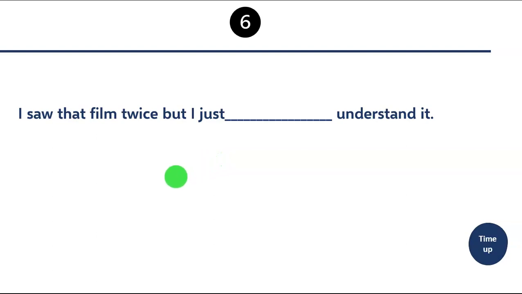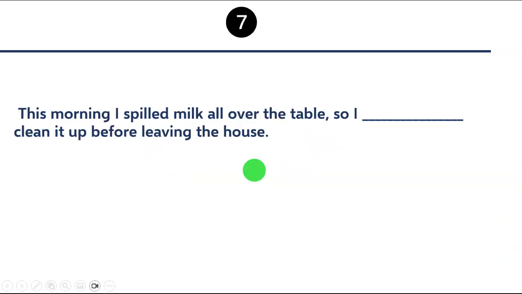All right, time is up. The correct answer is could not. I saw the film twice. Obviously, this has happened in the past, but I just could not understand it. Let's move on to number 7.